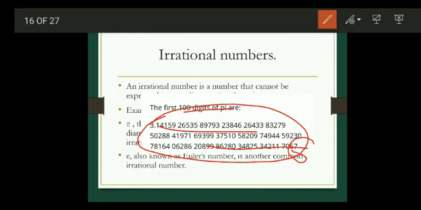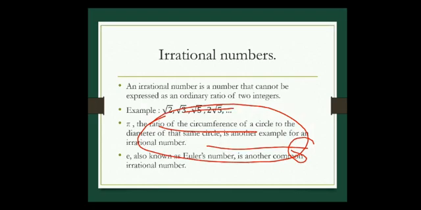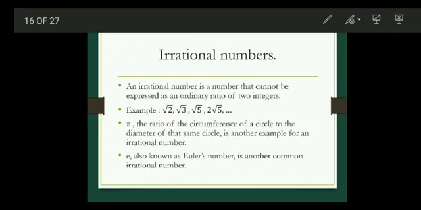So pi is an irrational number, but for our convenience we have approximated it to 22 by 7 or 3.14. And E is also known as Euler's number. This is also a common irrational number. You will be using this E in your higher classes.